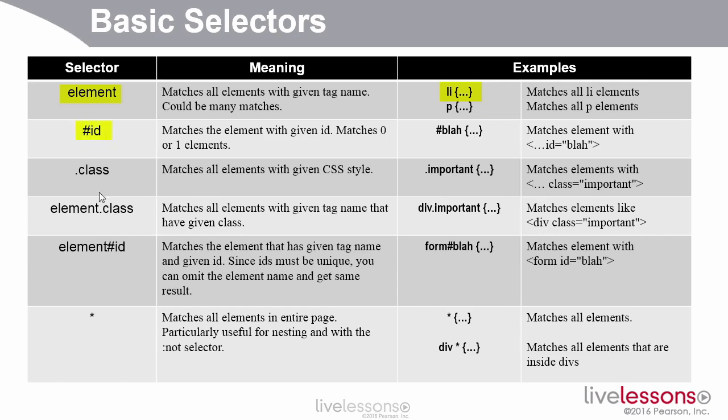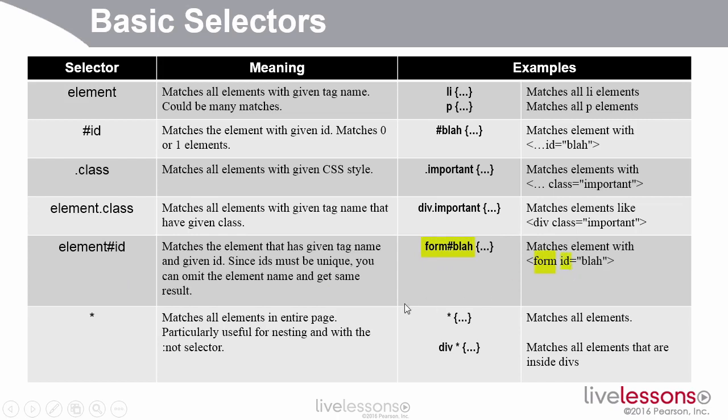Pound sign applies to IDs. If it starts with a dot, then you have to use class in the HTML to refer to it. And you can hook them together. If I say some element dot some class name, for example, div dot important, then that means it applies to HTML elements that are of type div, but only if they also say class equals important. And you can do the same thing with an ID. You can hook it together. So if I say, for example, form pound sign blah, that applies to the form element, but only if it says ID equals blah.